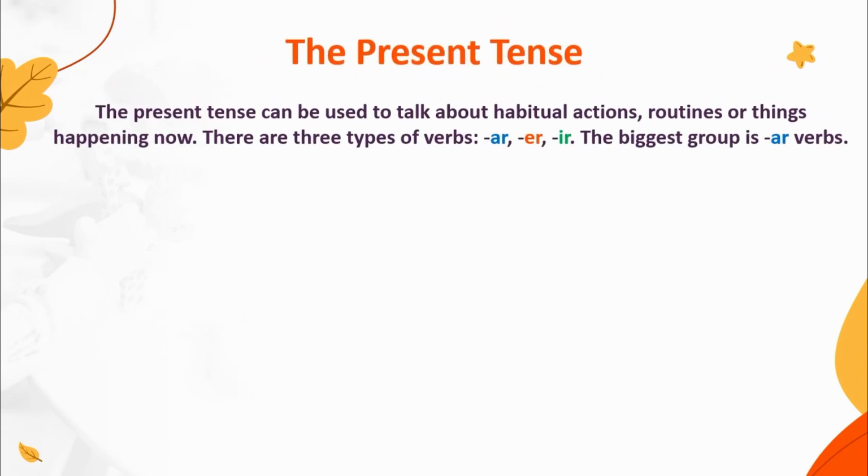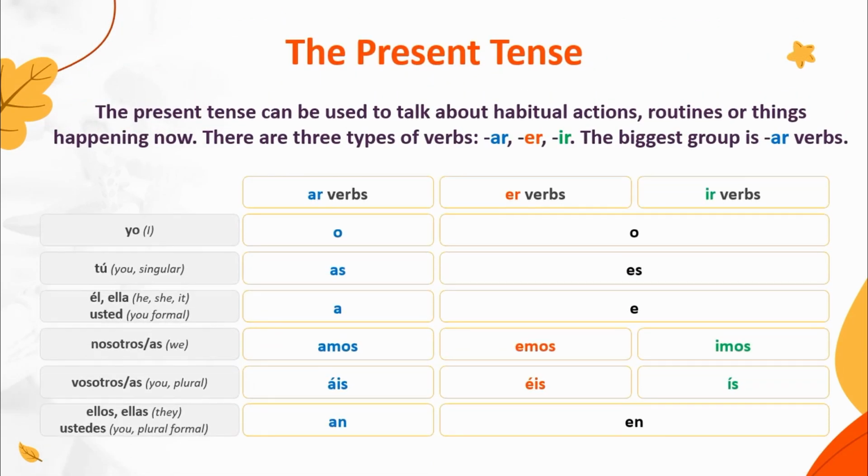Muy bien! In order to achieve today's lesson objective, we're going to look at a pattern to conjugate verbs in the present tense. By conjugate, I mean change a verb infinitive, like the ones we saw in the previous lesson, to a different subject or person. For example, I, you, he, she, etc. The present tense is used to talk about habitual actions, routines, or things happening now.